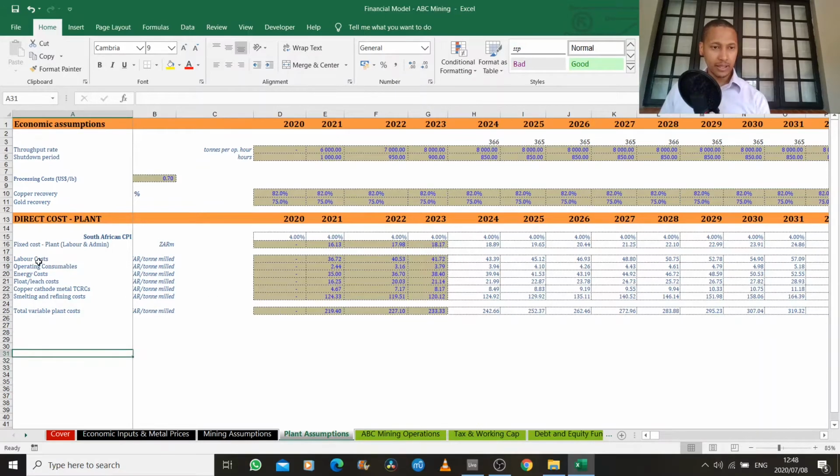Your plant tab is exactly as we mentioned before. You have your labor, you have your energy costs, you have your leach costs, and these are mainly your consumables and the chemicals required to actually extract the copper from the rock. But something interesting that we also have here is we also need to model how this plant actually works. So you have your throughput rate, which is the tons per hour, okay? And this plant can do 6,000 tons per hour, and they have a shutdown period of 1,000 hours per year. And obviously that will come down as efficiencies increase. And that's just to refurbish the plant for general maintenance. And you have your processing costs and as well your copper and your gold recovery.